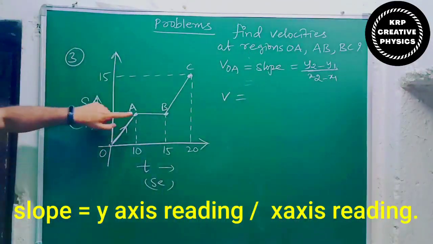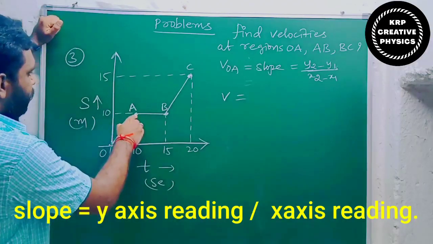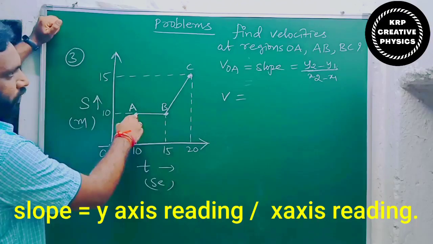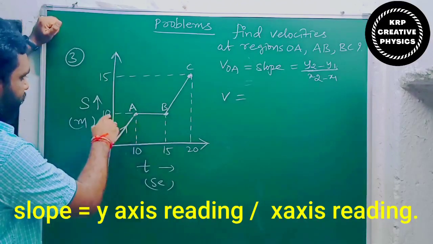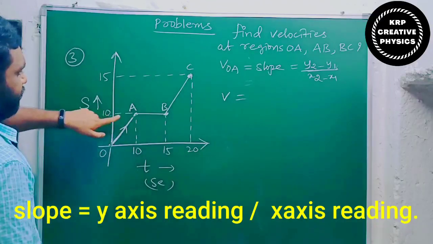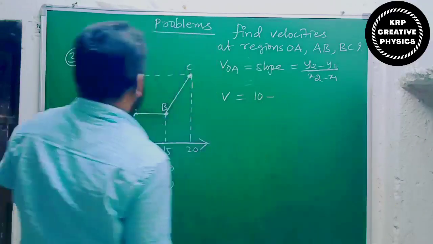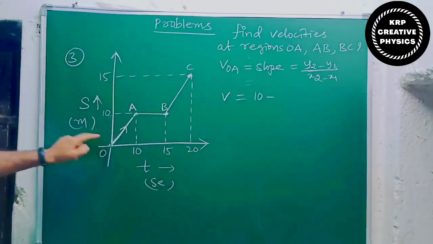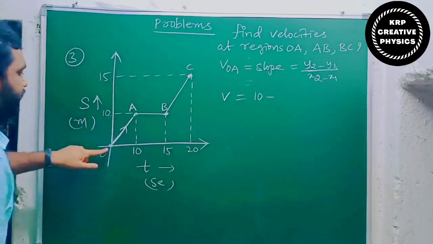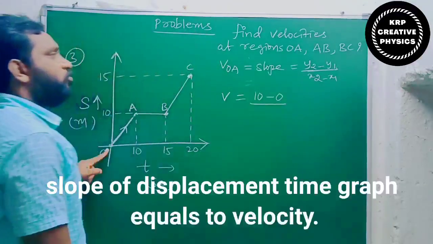First from O to A, just try to observe here. So here, on the y-axis, we need to observe y2. How much is the y2 reading here? O to A means y2 reading is 10. Then y1, the initial reading on the y-axis, how much is it? 0. It starts from 0. Understand? Right.